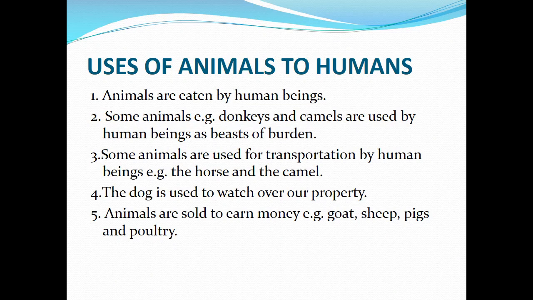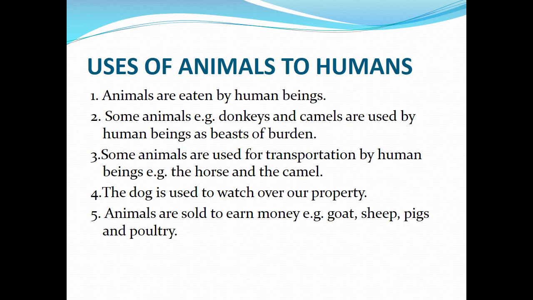Uses of animals to humans. Number 1, animals are eaten by humans and they serve as source of protein. Number 2, some animals, e.g. donkeys and camels, are used by humans as beasts of burden. These animals are used to carry goods from one location to another, and they are also used in cultivation in some parts of the country.